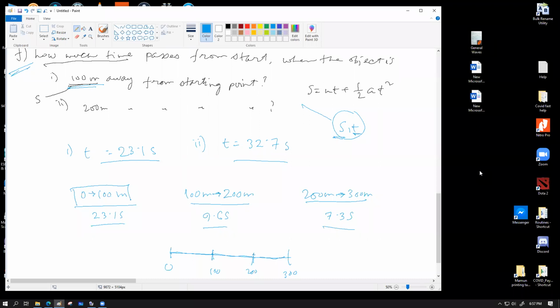Adiba Mira, you wrote: for each equal displacement interval of 100 meter, the object spends more time initially and then the time decreases over that 100 meter displacement. I would appreciate "over each 100 meter displacement." Don't write "that," because that usually means one specific. Writing "each" or "every" would be better, understood? Yes, sir. Good.